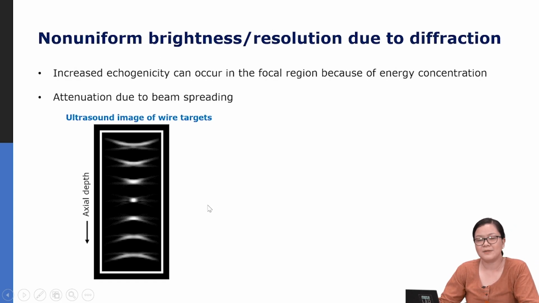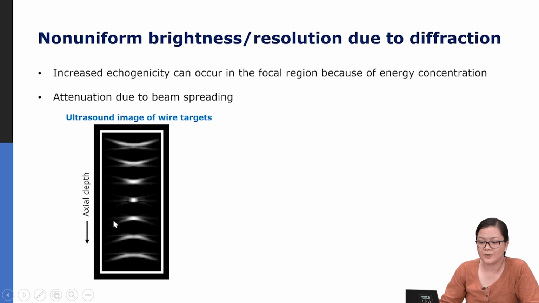Another artifact may be due to the non-uniform brightness or resolution because of beam diffraction. What happens here is, as you can see in this ultrasound image of wire targets, if you have a focused beam, most of that ultrasound beam is being focused at a particular region. In this case, the focus is somewhere around here. Here, the echogenicity is much higher compared to the other parts of the beam.